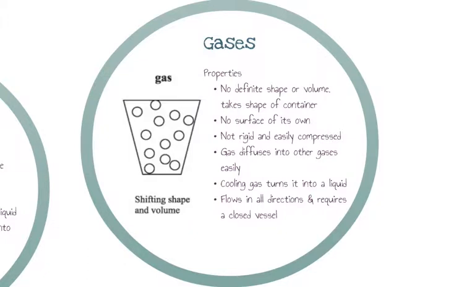Another phase of matter are gases. The properties for gases is that they have no definite shape or volume, and that's because they'll take the shape of any container. If you think of the air that you're breathing right now, that is all gas. It has no surface of its own, and it's not rigid and can easily be compressed. So if you think of people who need to be on oxygen tanks, that is just the gaseous form of oxygen compressed into a canister, which makes it a liquid.